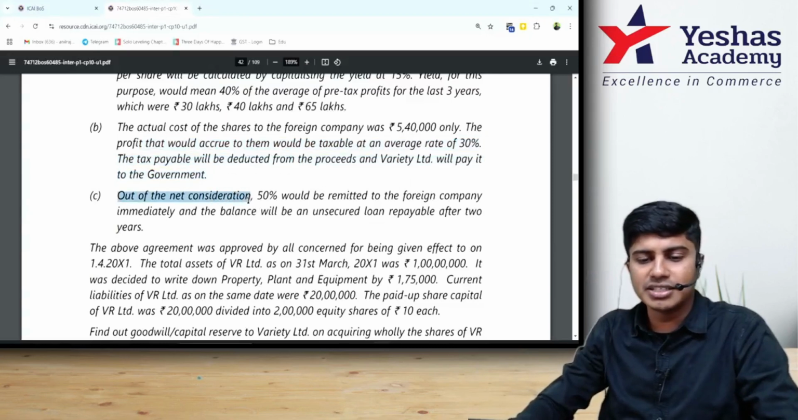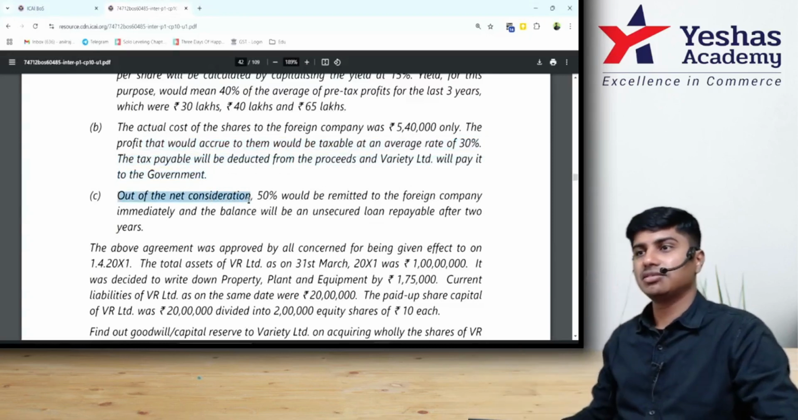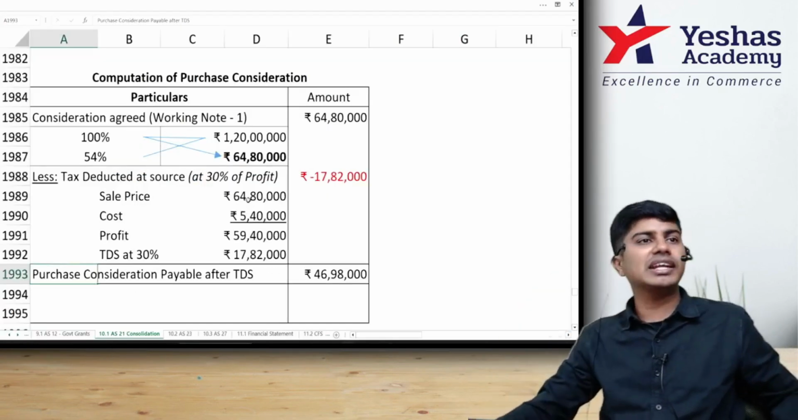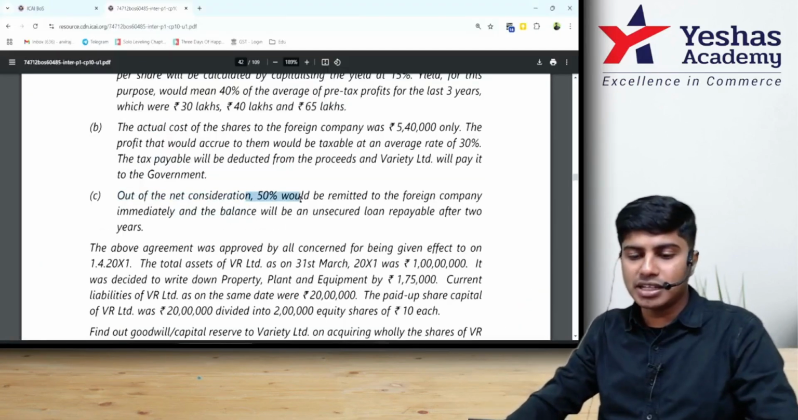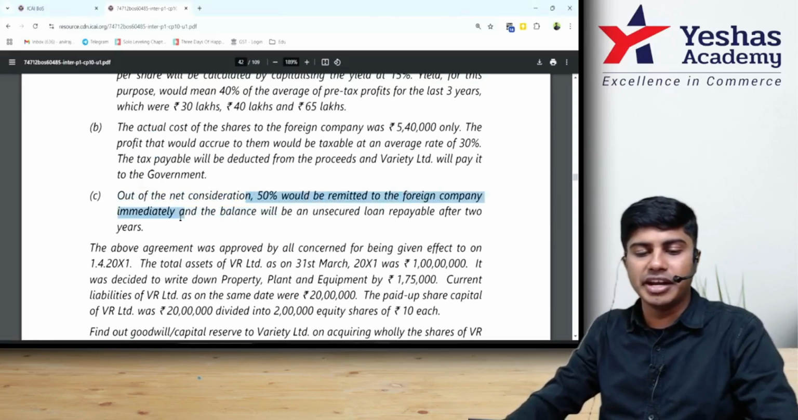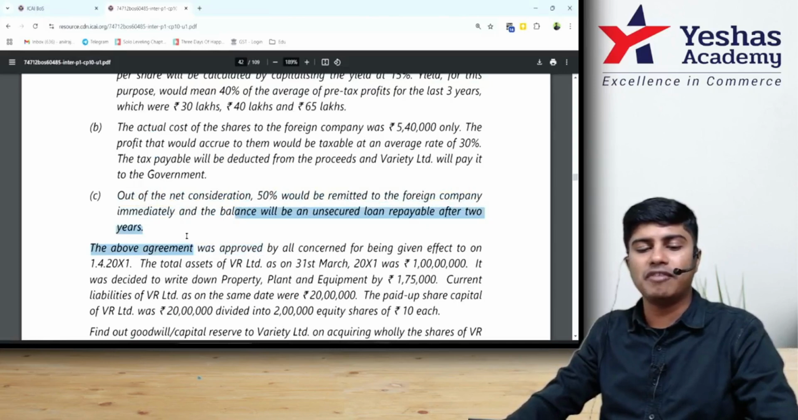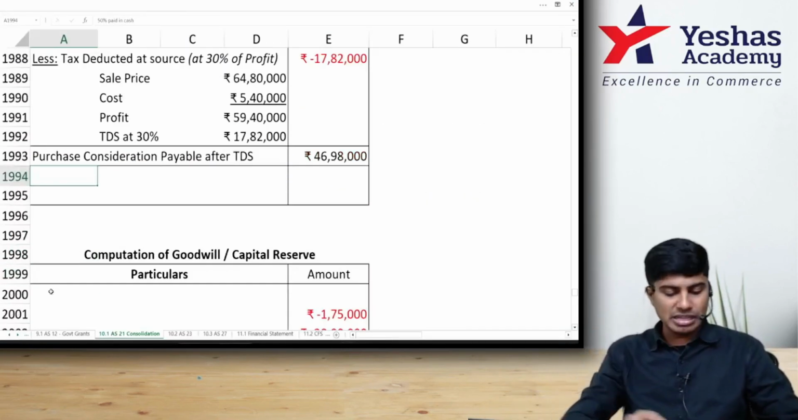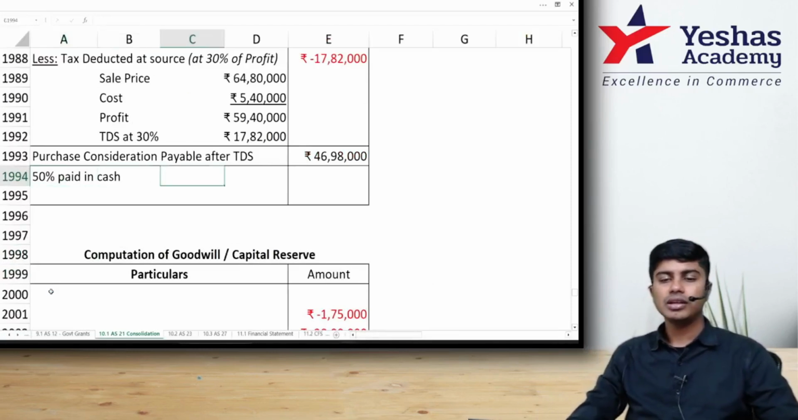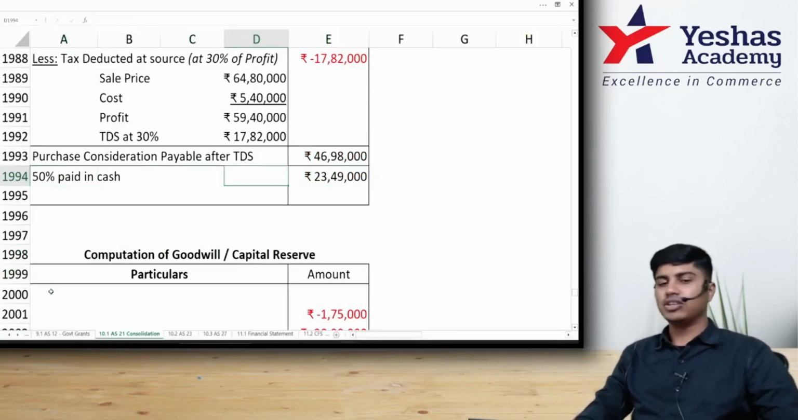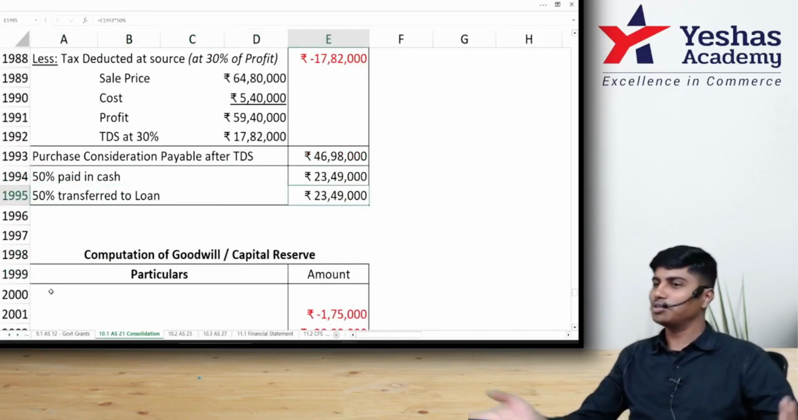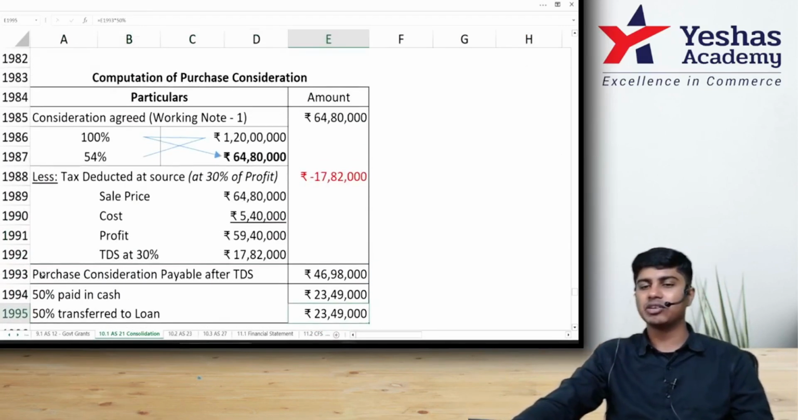Out of the net consideration. Net means after TDS, gross is before TDS. Net consideration is 46,98,000. 50% would be remitted to the foreign company immediately, and the balance will become an unsecured loan repayable after 2 years. 50-50. How much am I paying immediately? 23,49,000. How much is transferred to the unsecured loan? 23,49,000. That's it. We're done with that second adjustment.